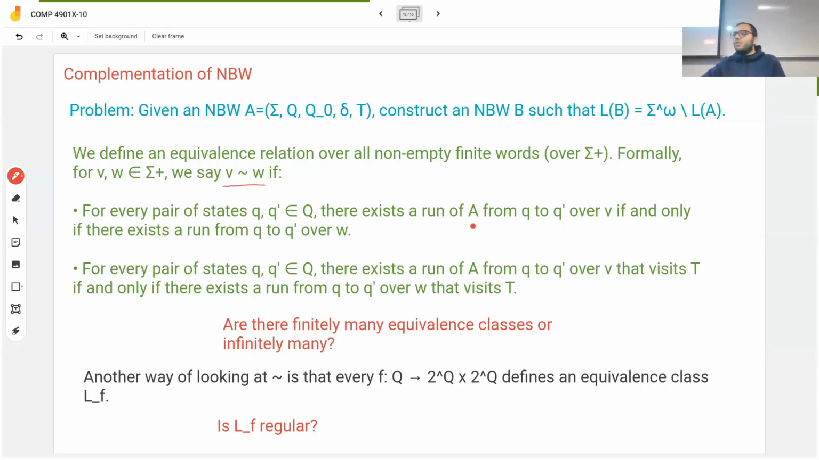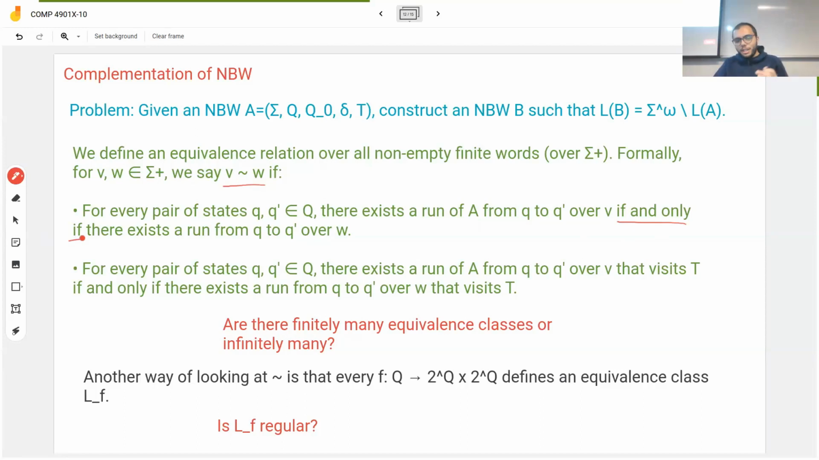Does that make sense? So I'm saying previously I could be at state Q and read the word V, and that would transition me to Q prime. If I want to replace V with W, I want to have the same kind of transition. And it's also if and only if.